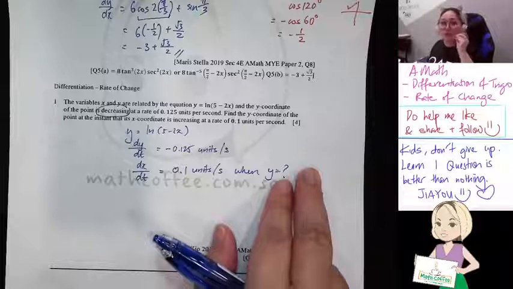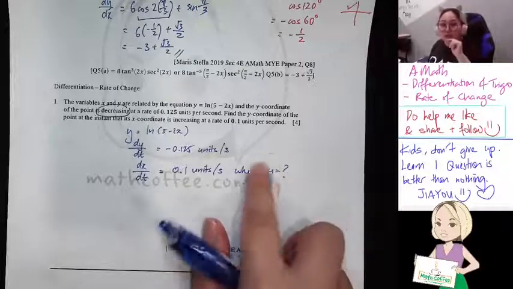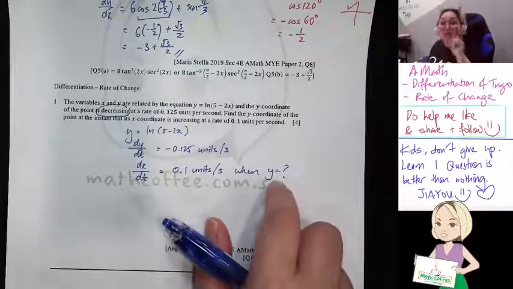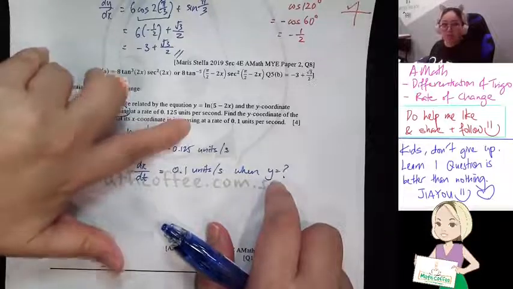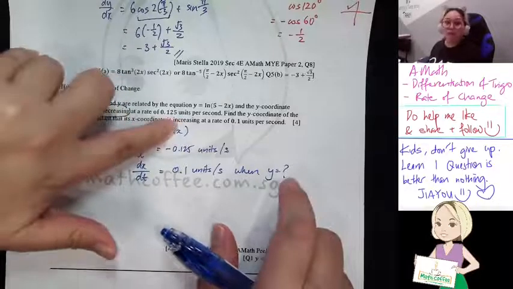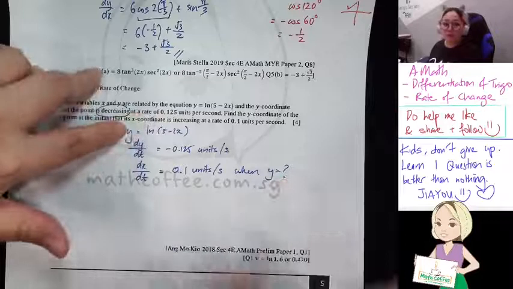So this one is a little bit tricky, because they did not ask you to find the x. They ask you to find the y. But you don't have to worry. Why? Because we do have an equation that relates your y and x. So once I have my x, I just need to sub it in to find my corresponding y. That's all. Okay?